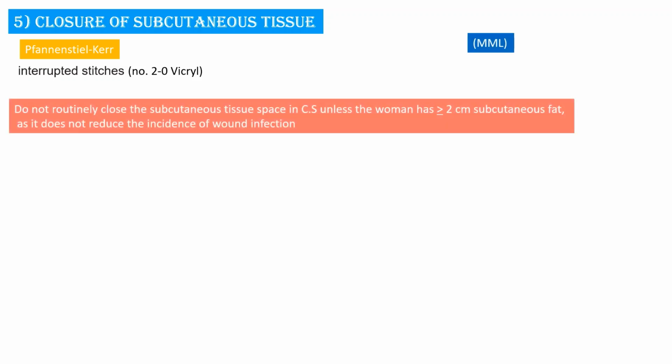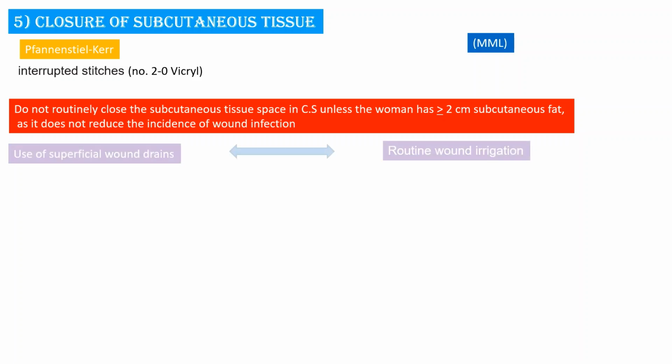Closure of subcutaneous tissue. Pfannenstiel method: interrupted suture with Vicryl 2.0. According to guideline, don't routinely close the subcutaneous tissue space in caesarean unless the woman has more than or equal to 2 centimeters of subcutaneous fat, as it does not reduce the incidence of wound infection.